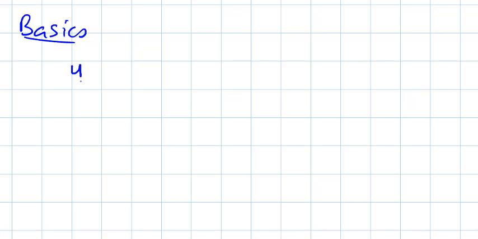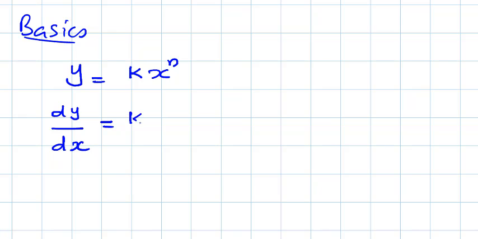Suppose there is an equation y equal to k, which is a constant, into x to the power n. Then the first derivative, dy by dx, which is the derivative of y with respect to x, is written as the constant k into that power n into x raised to that power n minus 1. So this is a standard equation.